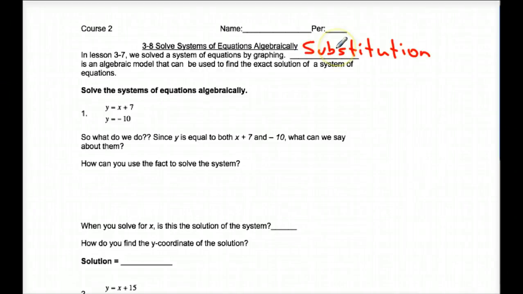Substitution. Substitution is an algebraic model. It can be used to find the exact solution for a system of equations. What does the word substitution mean to you in the real world? You can put something in for something else. To put something in for something.